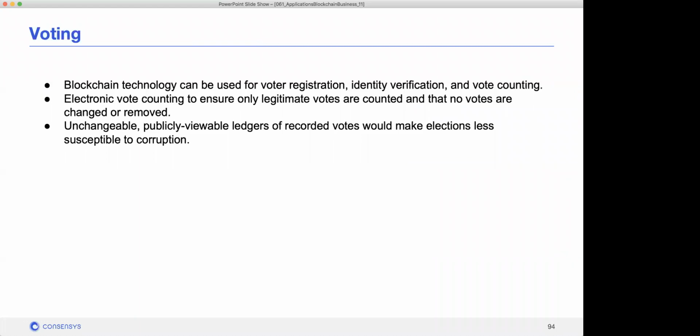Voting is yet another area. And so blockchain voting is an interesting idea. So everyone would register, and then you would be able to identify who's voted and be able to count their votes. And so you'd be able to see transparently who voted for what. And it would be unchangeable and it'd be publicly viewable.